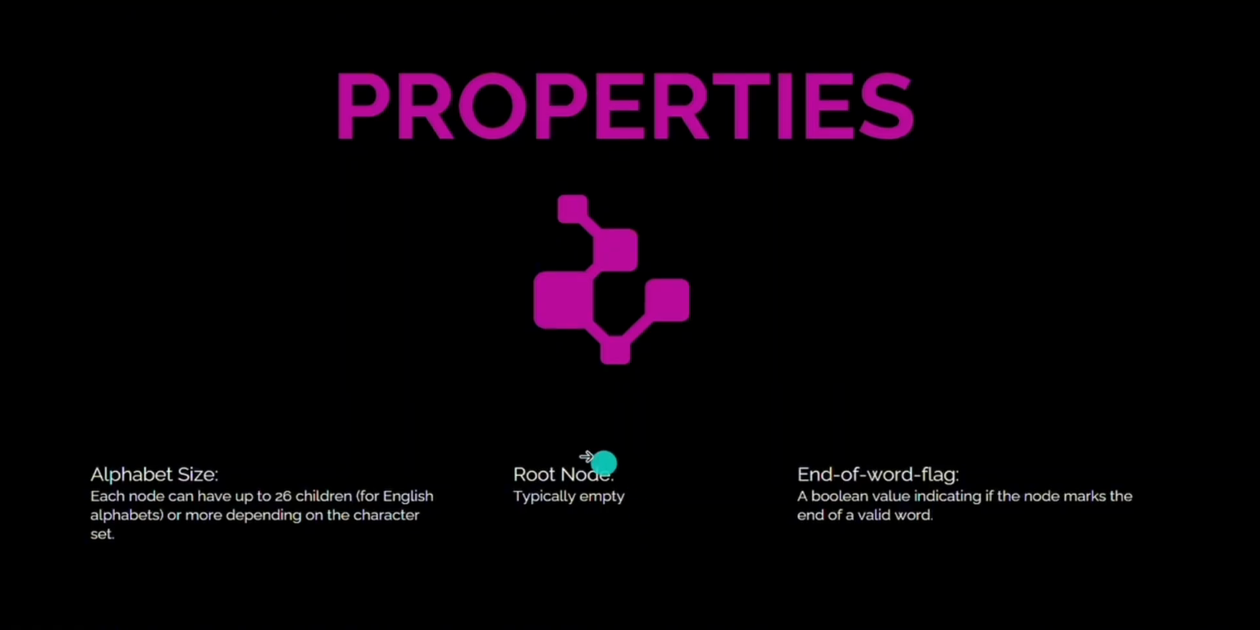The root node is typically empty, unlike other trees where the highest or lowest number usually depends on the root. End of word flag, a Boolean value indicating if the node marks the end of a valid word. So basically, to determine if a string is a complete word, there has to be a Boolean value indicating if the node marks the end, if the node is a complete word.